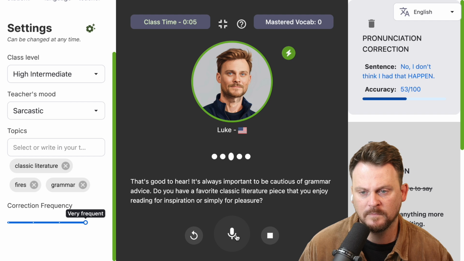Please pay attention to the pronunciation of the word. Happen. Happen. Ooh, pronunciation feedback. That's good to hear. It's always important to be cautious of grammar advice.